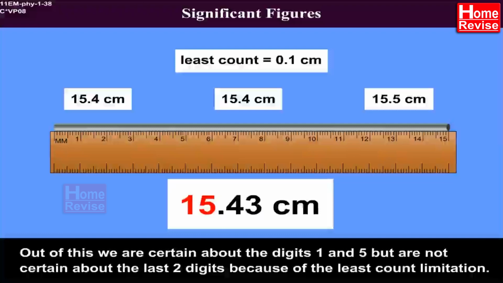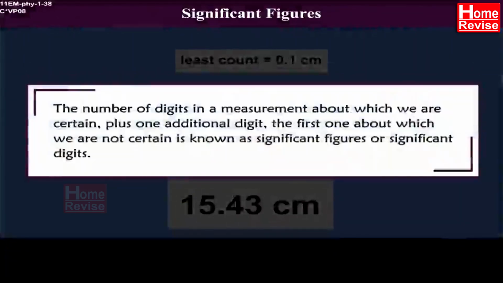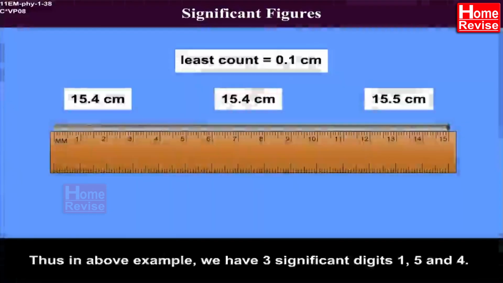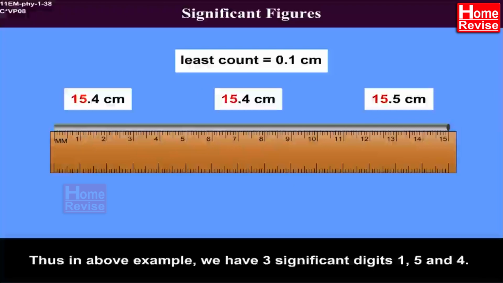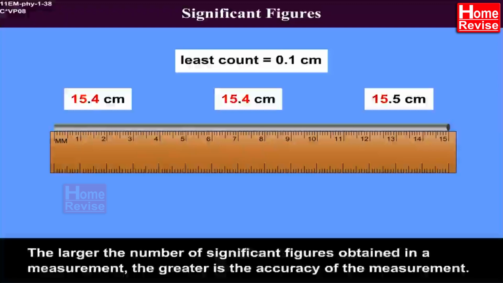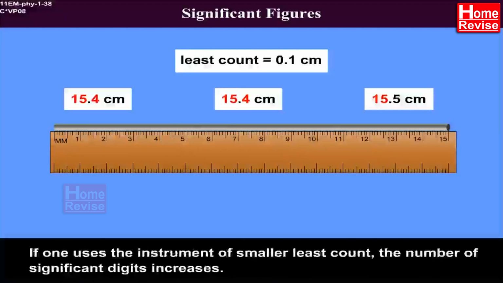The number of digits in a measurement about which we are certain, plus 1 additional digit, the first one about which we are not certain, is known as significant figures or significant digits. Thus, in the above example, we have 3 significant digits, 1, 5 and 4. The larger the number of significant figures obtained in a measurement, the greater is the accuracy of the measurement. If one uses an instrument of smaller least count, the number of significant digits increases.